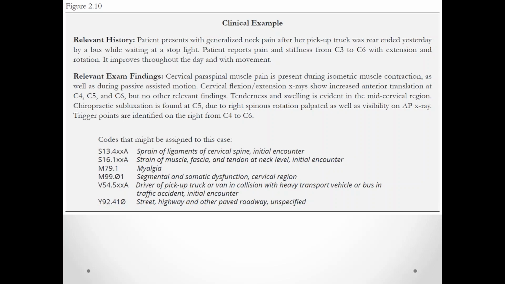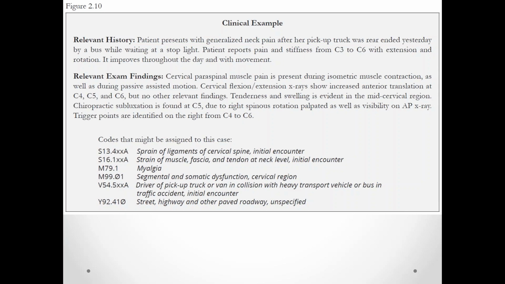So if we take a look at this, we've got 6 codes assigned to this case. And frankly, the last 2 are not that important most of the time. I'll explain them though, just to kind of teach you a little bit about them. But really, we're going to look at these codes and try to understand what's going on with this case and how we can best document support for these particular codes, okay?